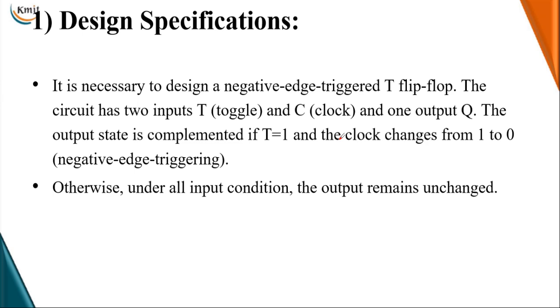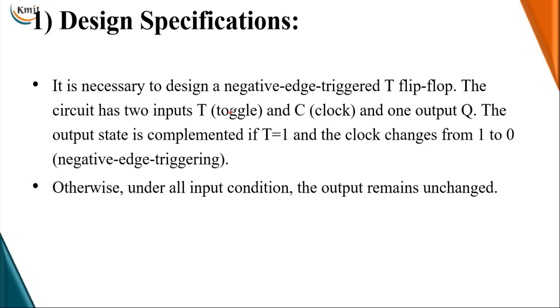So we have to make sure that T input must be 1 and clock input is 0. Then the state will be complemented. If the present state is 0, the output will give you logic 1. If the present state is 1, the output will give you logic 0. If T is 0 and clock is 1, there is no effect on the output. The previous state is continued as the next state. Otherwise, under all the other input conditions, the output remains unchanged.